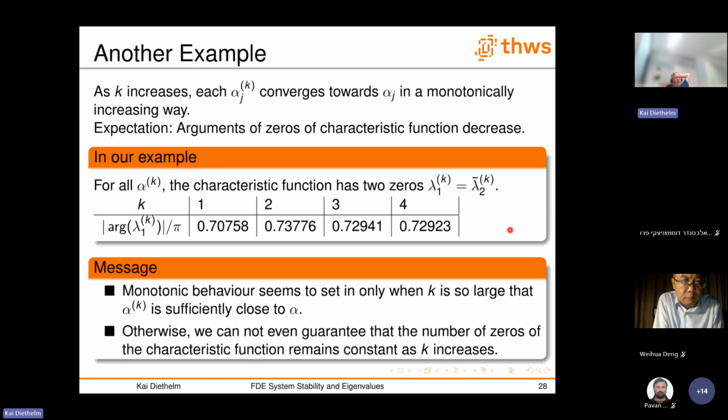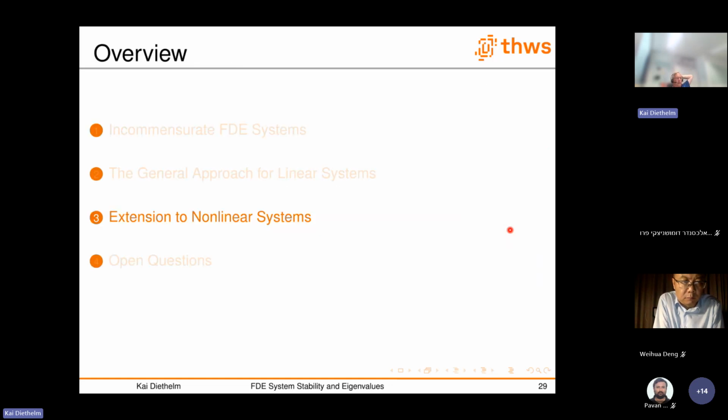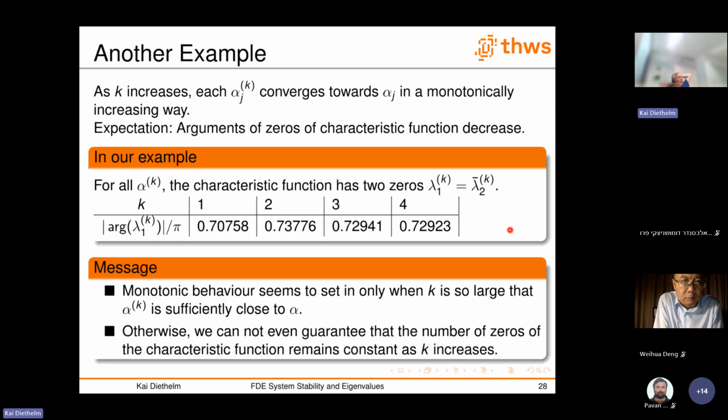And that's quite natural because, if the approximation is not sufficiently precise, then we don't even know whether the characteristic function has still the same number of zeros. That could also change because the number of zeros, of course, depends on that order vector alpha.